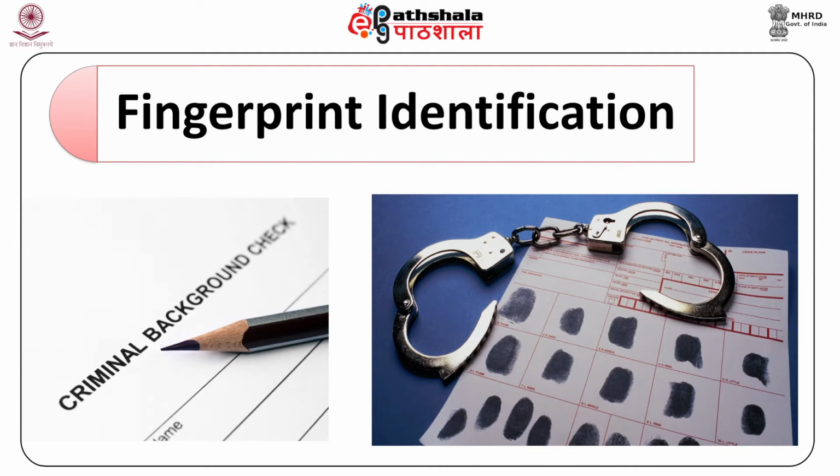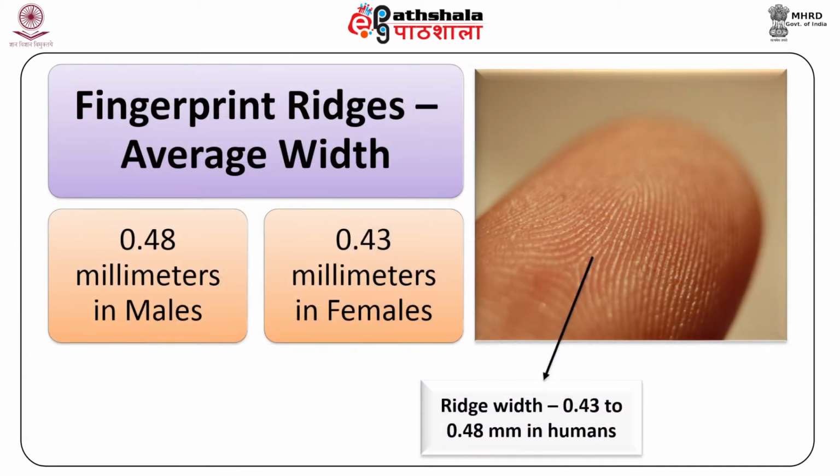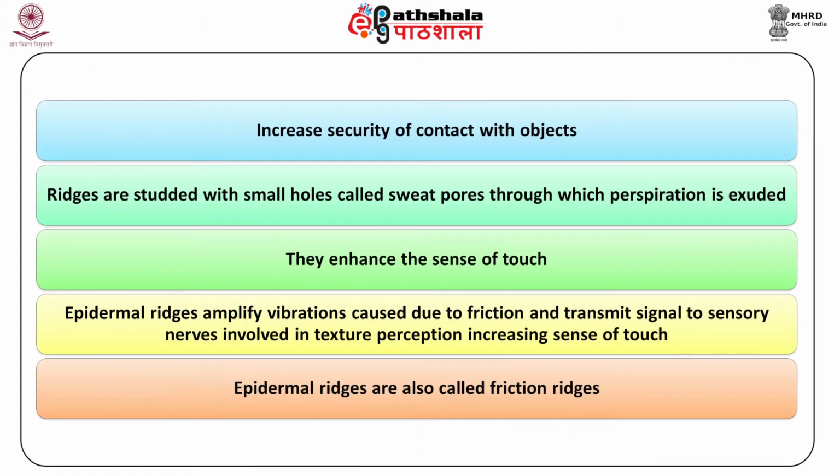Finger ridges have an average width of 0.48 millimeters in males and 0.43 millimeters in females. First, they increase security of contact with objects. That is, the ridges are studded with small holes called sweat pores through which perspiration is exuded.